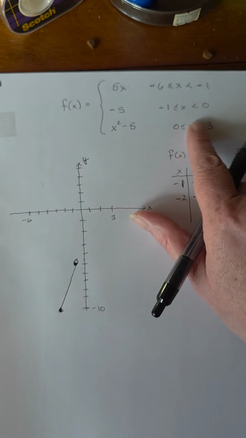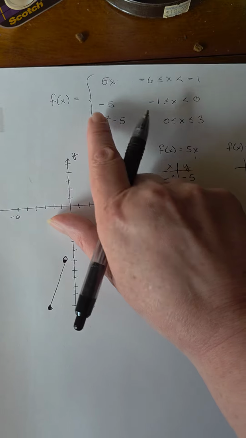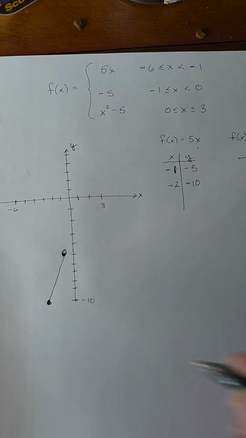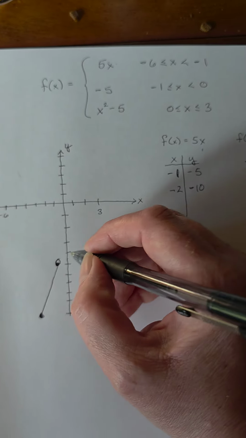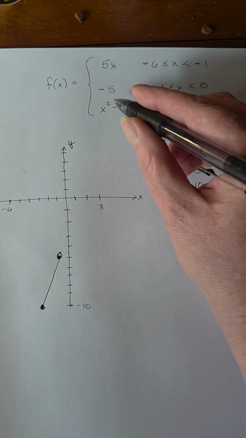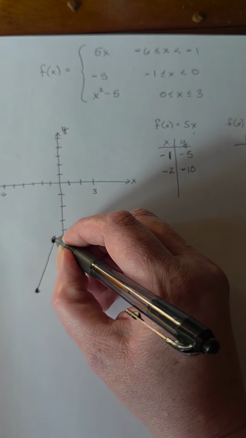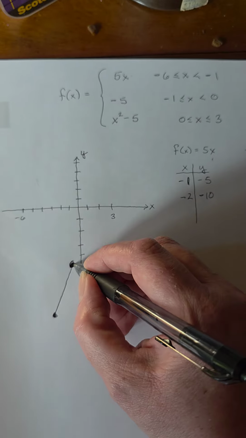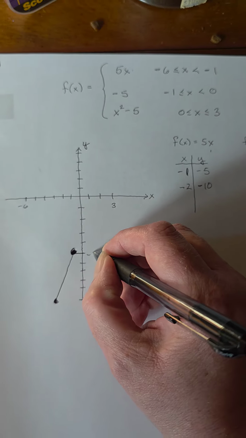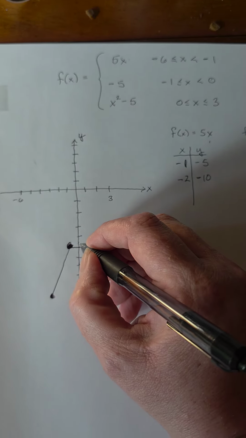Okay, the next function. This time, if x is greater than or equal to -1, but strictly less than 0, we have a constant function, y, or f of x, is equal to -5. So that's your horizontal line going right across at -5. Well, in that case, you're going to have a shared point right here of the open circle, so that will become a solid circle. And just going right to the axis right there at -5. Okay, but it has to be strictly less than 0.